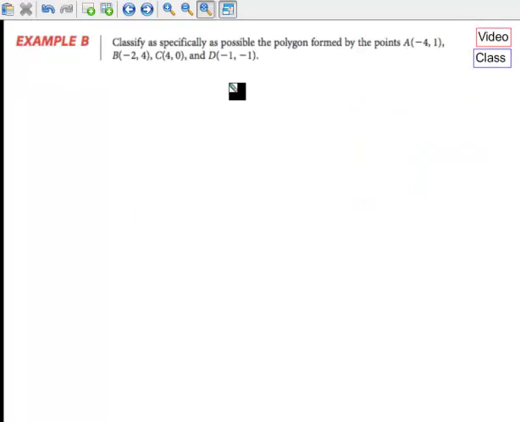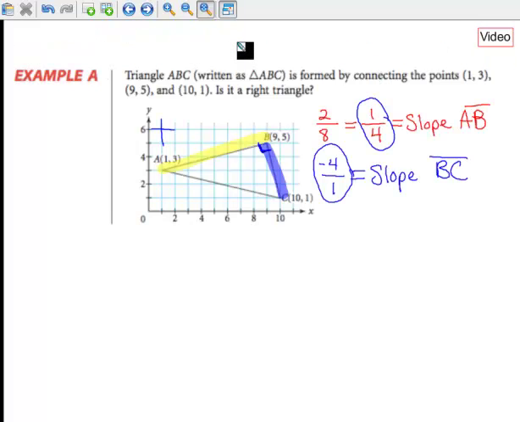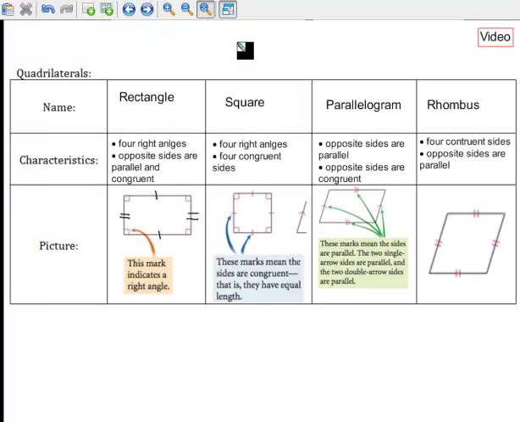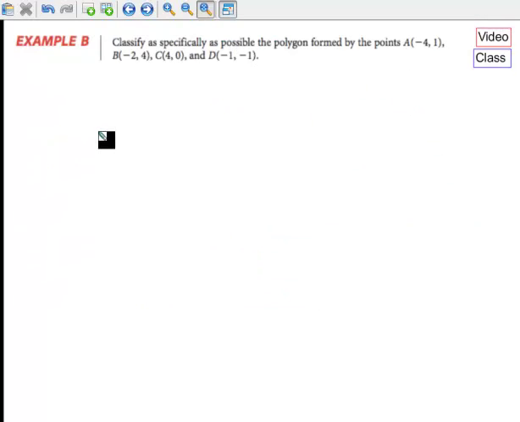For class, I want you to classify the polygon that goes from A, B, C to D, and classify that as one of the four types we looked at here. So you are going to have to get some graph paper and graph this. If you want to do that online, since you have online access, you can do that, or you can just write it out if you don't have graph paper at home.